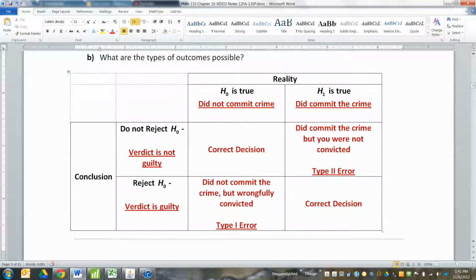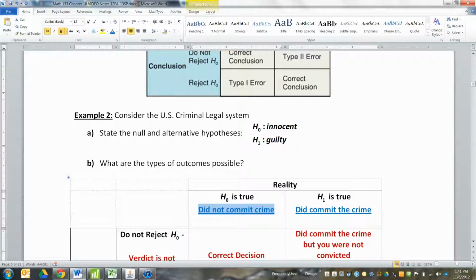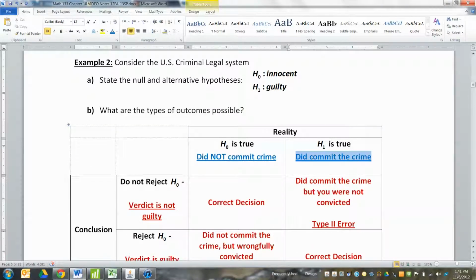Alrighty. So here's reality. They did not do the crime. So the null hypothesis is actually true in reality. The null hypothesis being innocence, and they are actually innocent. They did not do it, right? They did not do the crime, so they should not do the time. Get it? All right. Then the alternative to that is that they did commit the crime.